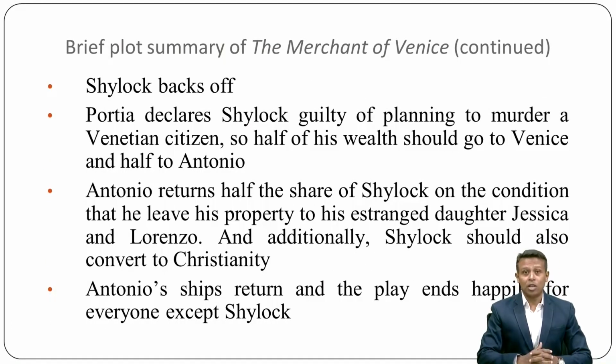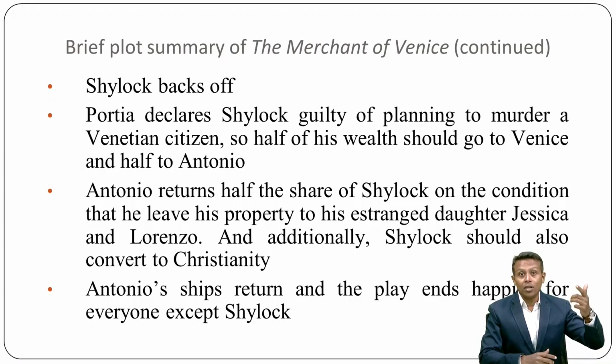Now, knowing that it is impossible to spill a drop of blood when you take off a pound of flesh from a man's body, Shylock knows that there is no way out. So he backs off and says that he's satisfied with the amount that Bassanio had promised earlier, 6,000. But that is then ruled out against Shylock. He is not entitled to that.